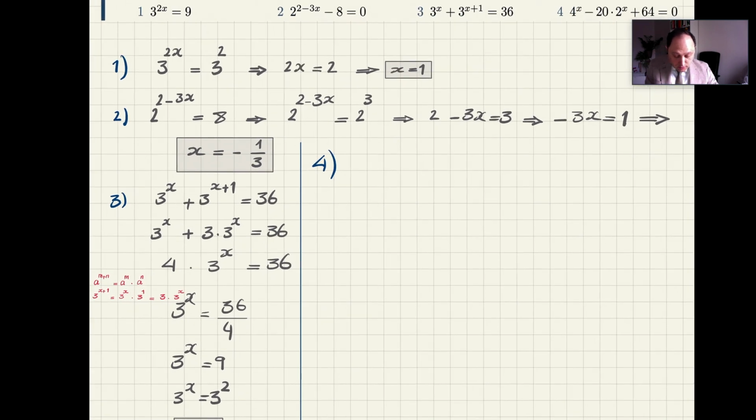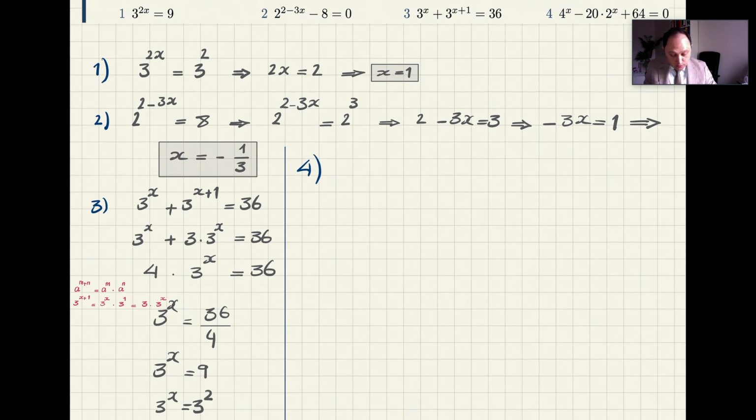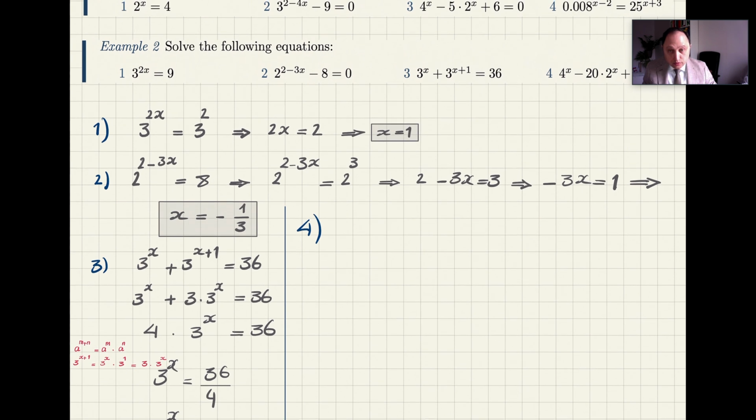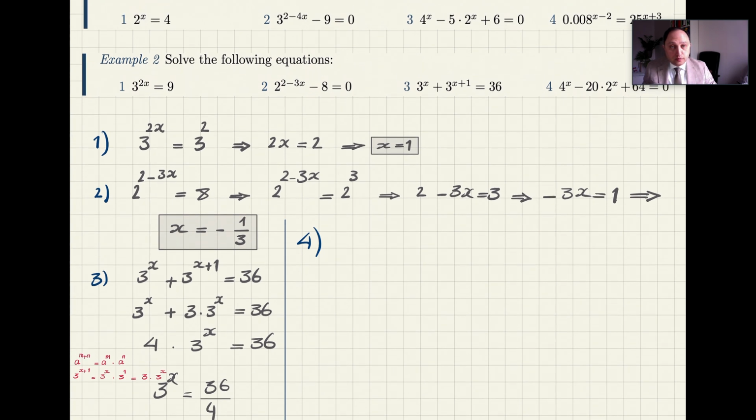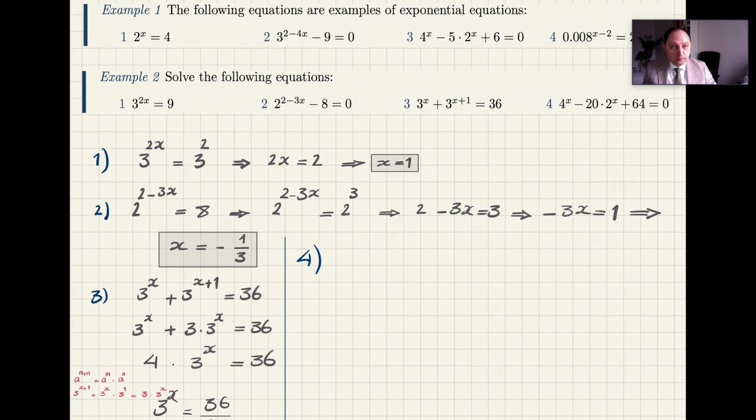Okay, now let us give this chance this time to Rocco. Okay, so what was your idea for solving this problem, number 4? Yes, so the first thing I did was I wrote 4 to the power of x as 2 to the power of 2 to the power of x.